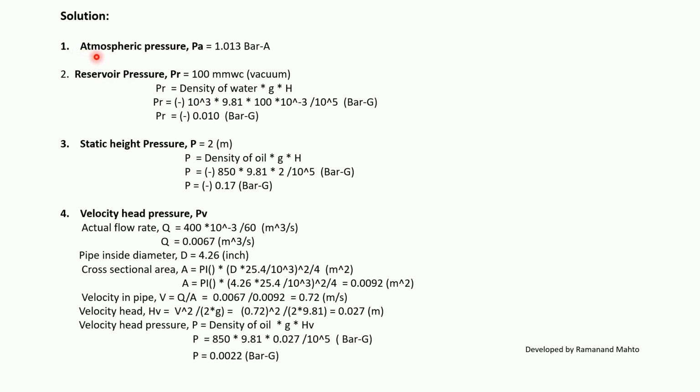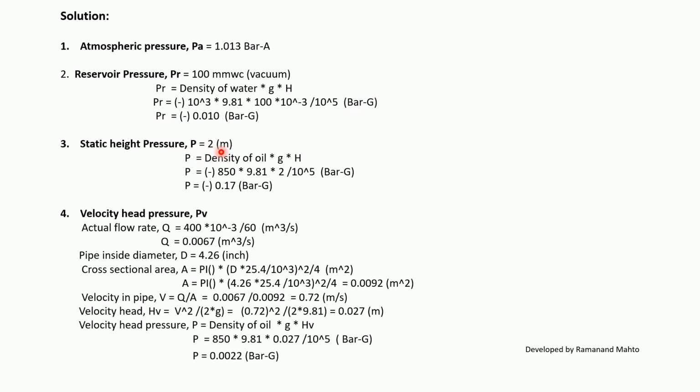Now solution. Point number 1. Atmospheric pressure, we know PA is equal to 1.013 bar absolute. Reservoir pressure is 100 mmWc vacuum. So P is equal to density of water into g into h, that is minus because it is vacuum. So density of water is 10 to the power 3, that is 1000, into g 9.81, into 100 into 10 to the power minus 3 for converting to meter, and now divided by 10 to the power 5 for converting to bar gauge. So on calculation PR is equal to minus 0.010 bar gauge.